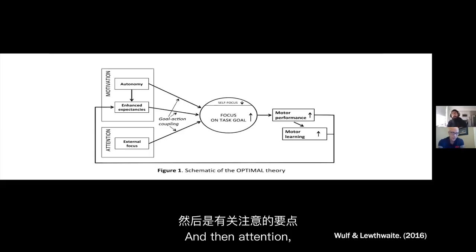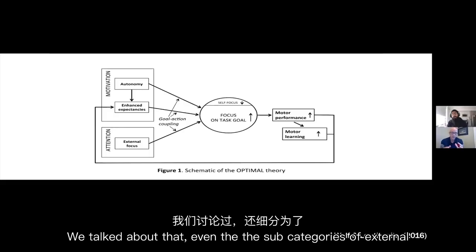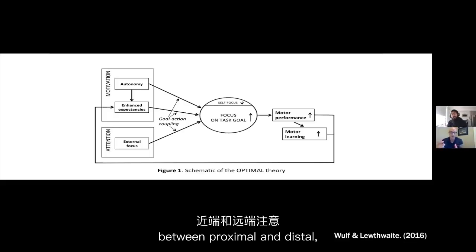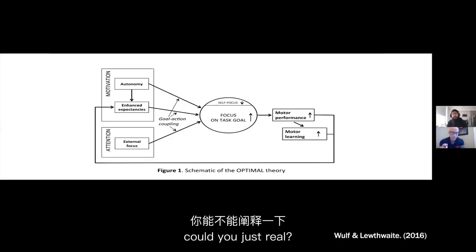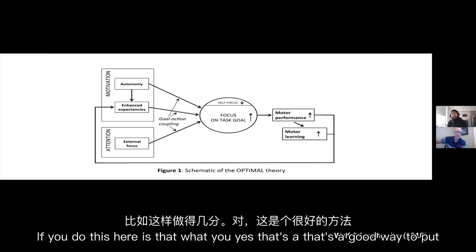And then attention, external focus. We talked about that, even the subcategories of external focus between proximal and distal. I get that. And then goal action coupling. Could you just explain that, where you had like, hey, 50 points if you do this here. Is that what you're talking about? So that's a good way to put it.